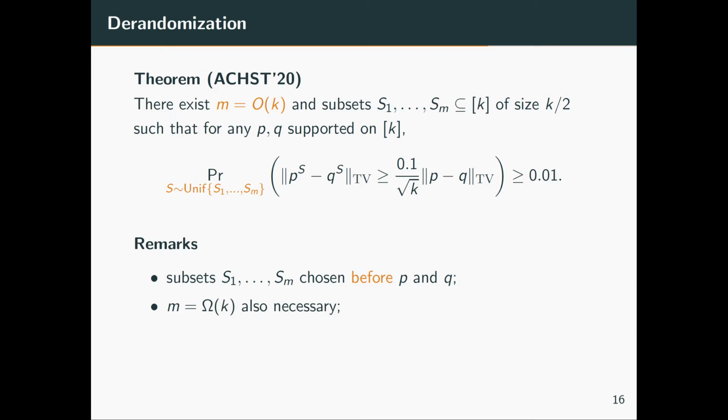A few remarks. The first is that these m subsets are chosen before p and q, so this holds for all p and q's. The second, m is roughly order log k, is also necessary, because when m is smaller than k, by solving a linear system, you can always find two distributions that are mapped to the same distribution after the mapping. What this shows is that order log k bits would suffice to achieve the public coin performance.